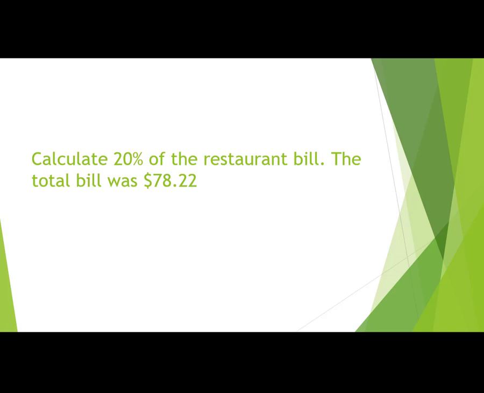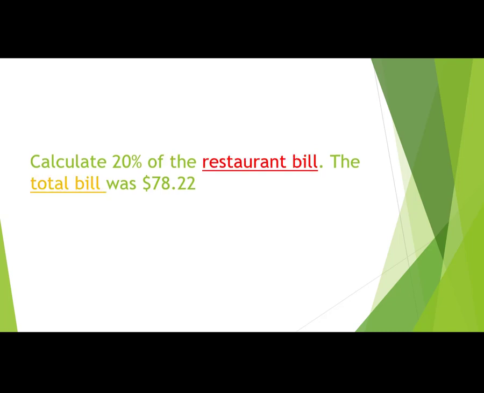So let's look at the inputs first, right? The input would be the restaurant's bill, and our output would be the total bill, right? So the input is the restaurant's bill, the output is the total bill, and what comes in between would be the process. So that would be the calculation. That's where we do the 20% off the restaurant's bill. So let's look at it in the IPU table, or the IPU chart.